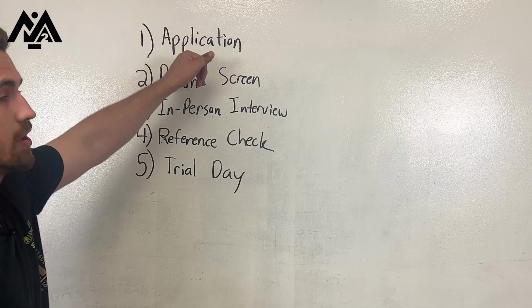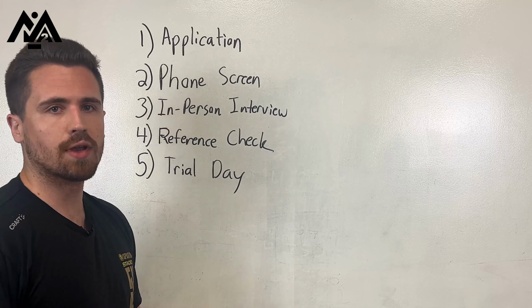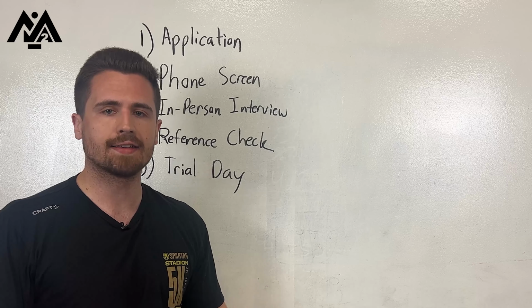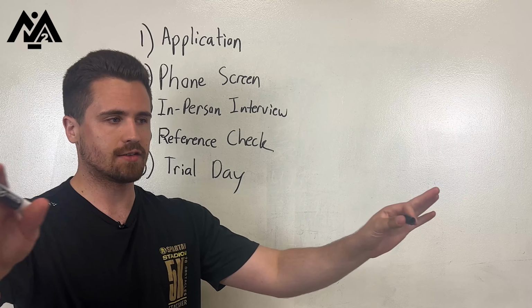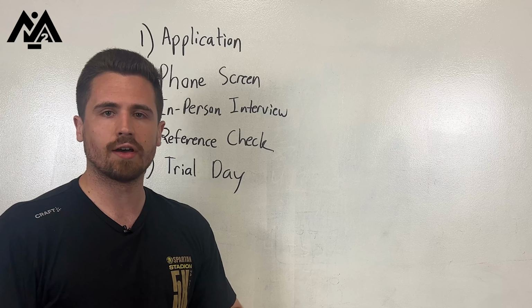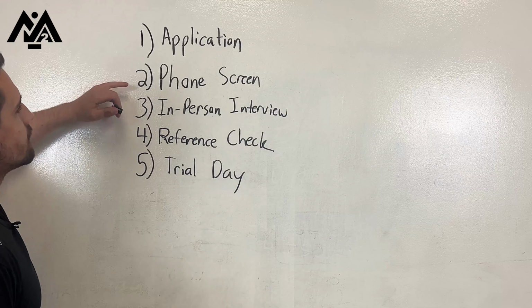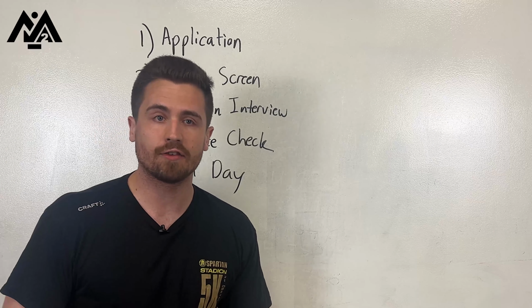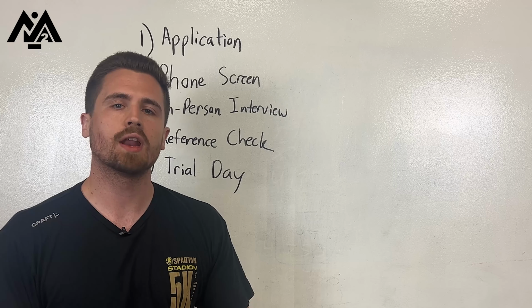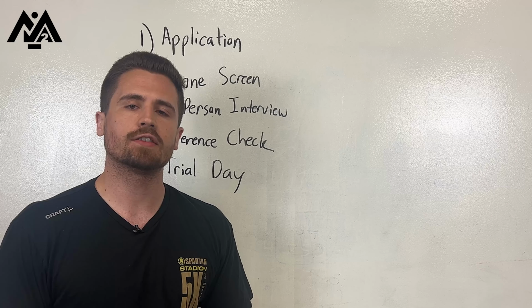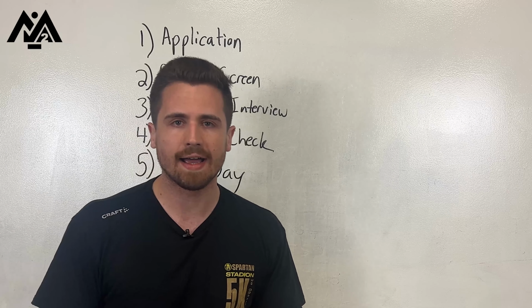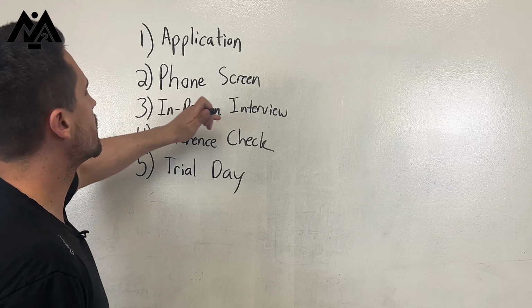So the application is just the online application that we have. Our ATS, applicant tracking software, sends that to all free job boards on the internet for us. Second is a phone screen. This is run by the office. So it's a 10 to 15 minute preliminary call made by the office in order to save the general manager time.